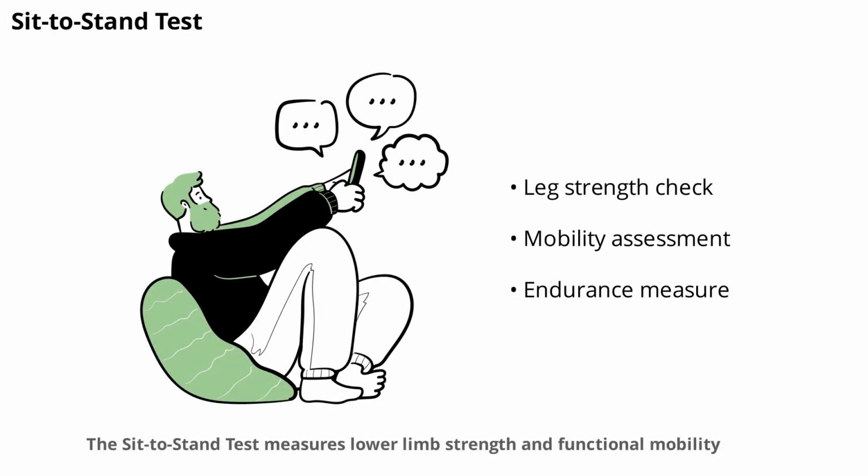The sit-to-stand test measures lower limb strength and functional mobility. Patients are asked to stand up from a seated position multiple times, and the time taken is recorded. This test is useful for evaluating leg strength, balance, and endurance in people with osteoarthritis.